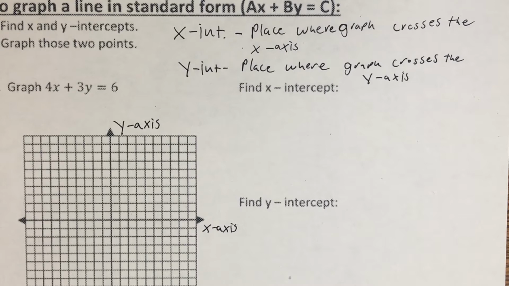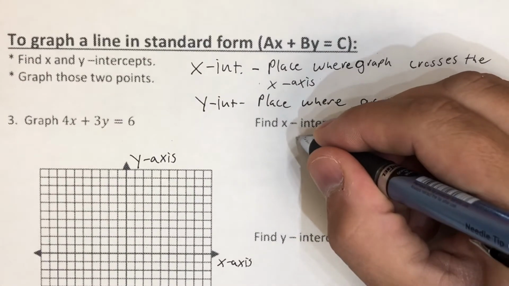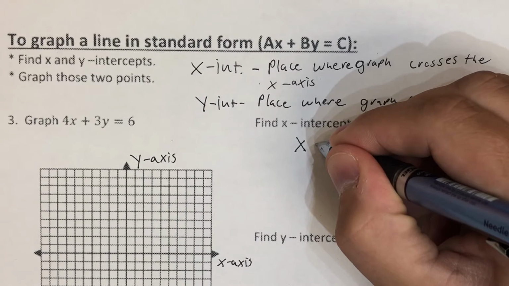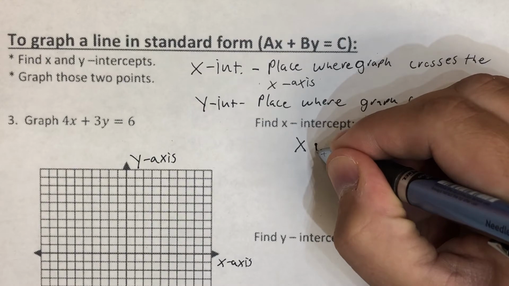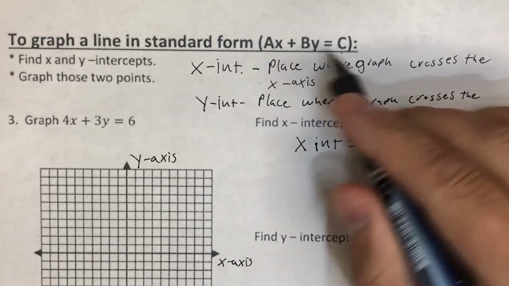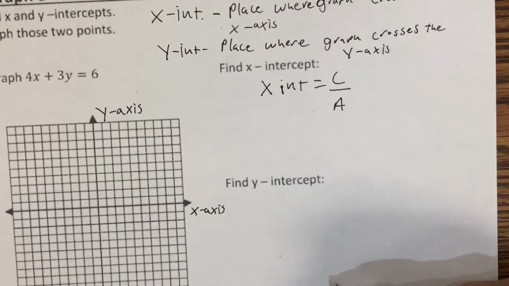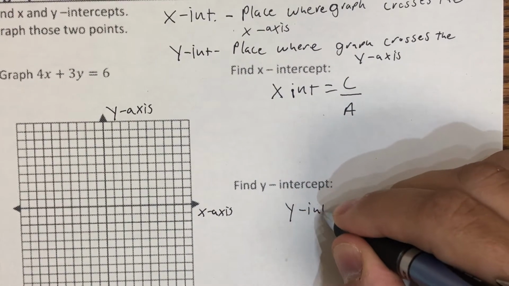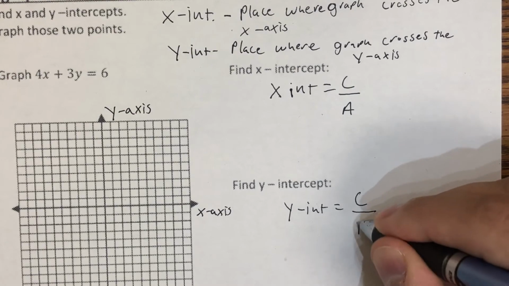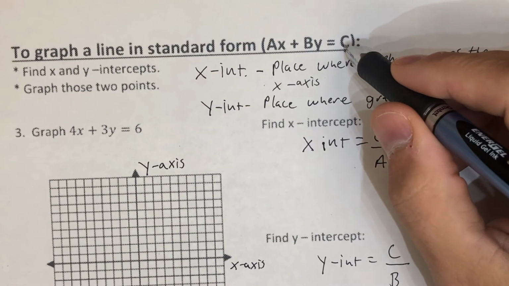So for us to find the x-intercept and the y-intercept, we are going to use the formula based off standard form. The x-intercept is equal to c over a. The y-intercept is equal to c over b. Now, where are these numbers coming from? They're coming from standard form. So c is by itself in standard form. It's just going to be a number.